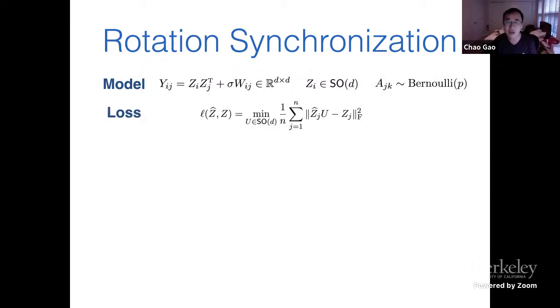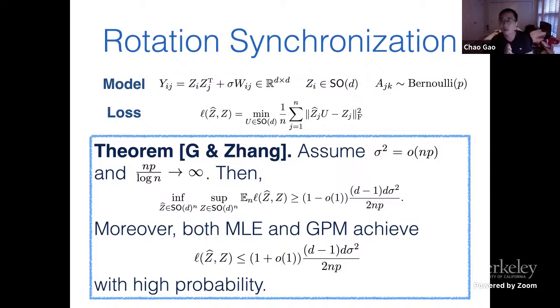But anyway, we are able to obtain the result by deriving a new perturbation inequality, which is sharp for polar decomposition in this context. And the result shows that the minimax rate is still of order sigma over square root of np, but the leading constant is given by (d minus 1) times d divided by 2, right? Which turns out to be the correct degrees of freedom of the SO(d) group.